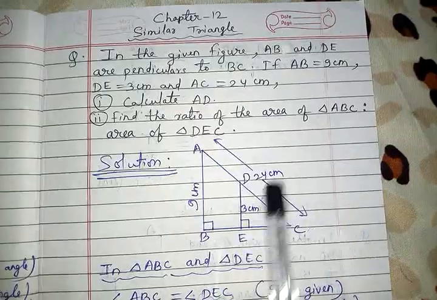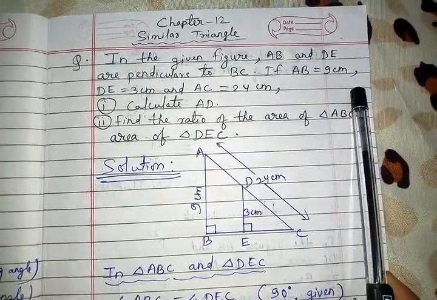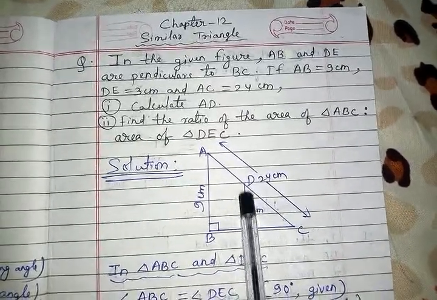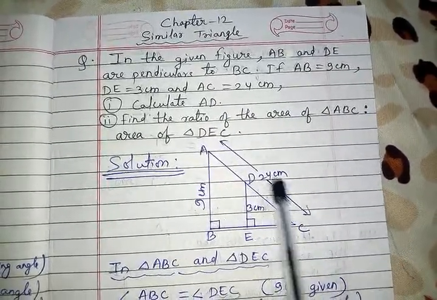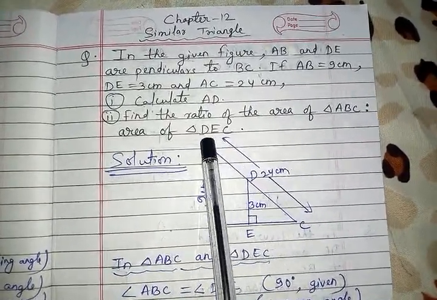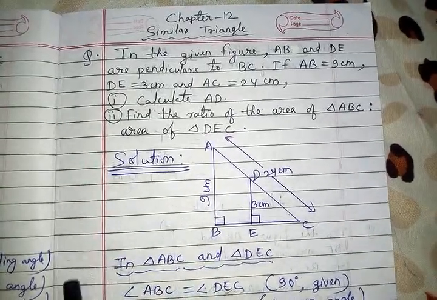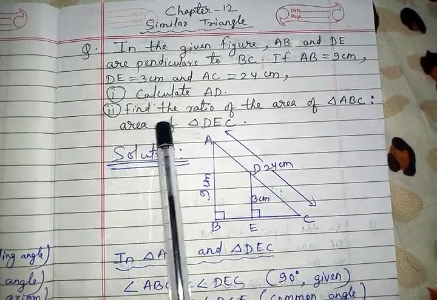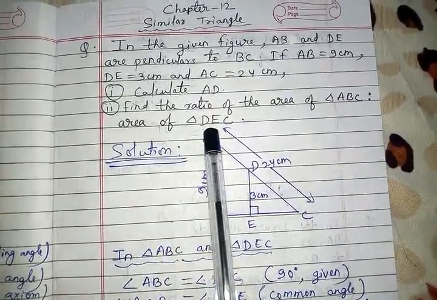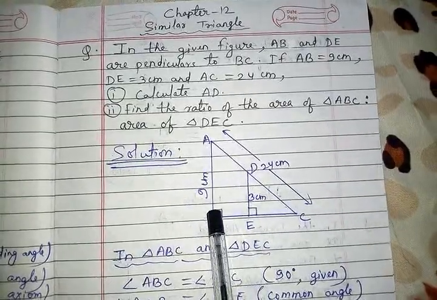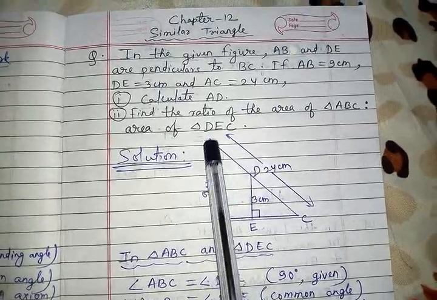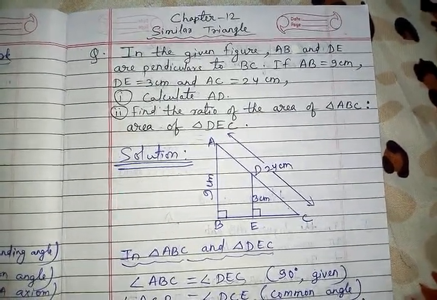If AB is 9 centimeters, as you can see, DE is 3 centimeters, and AC is 24 centimeters. Now calculate AD. That is the number 1 question. And number 2 question, find the ratio of the area of triangle ABC to the area of triangle DEC. So you have to find the ratio of the areas of these two triangles, ABC and DEC. Very easy question. Let us begin.